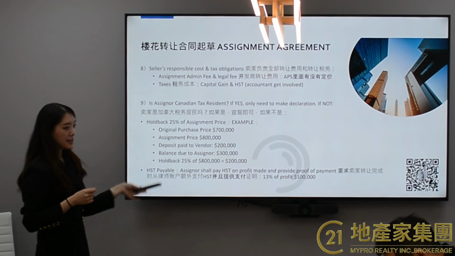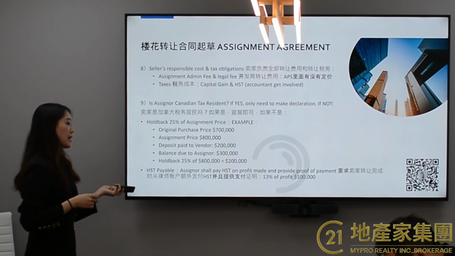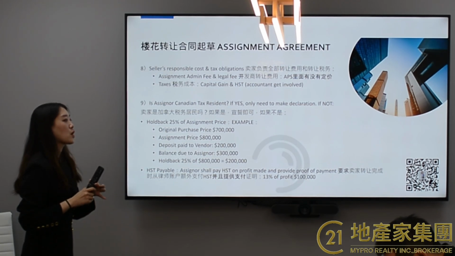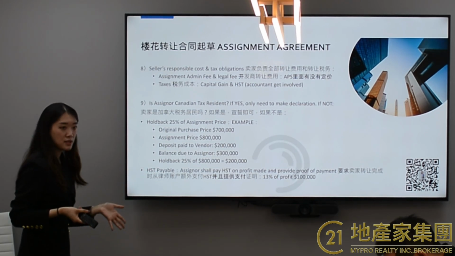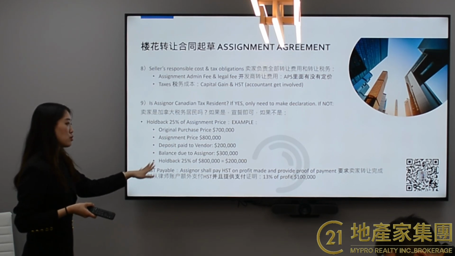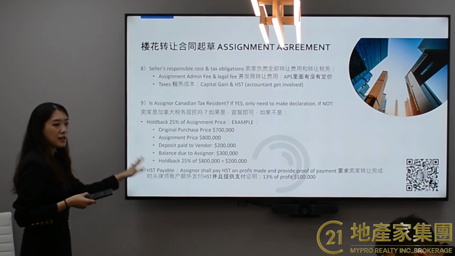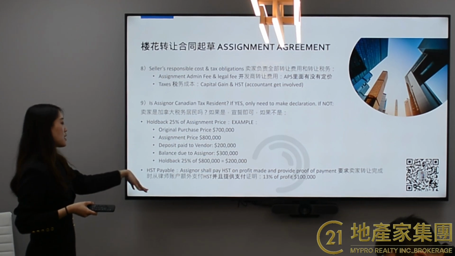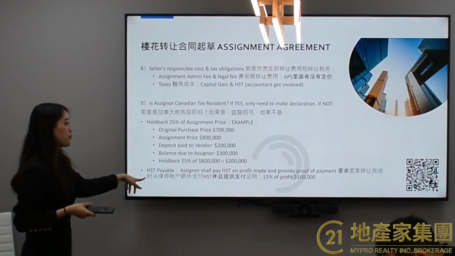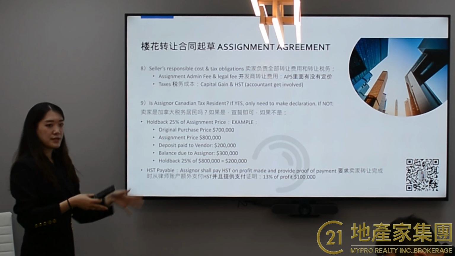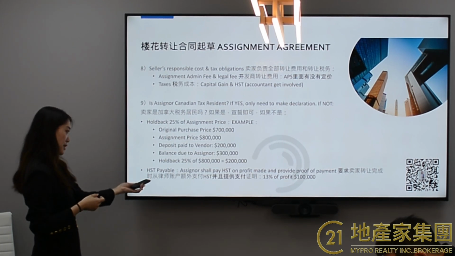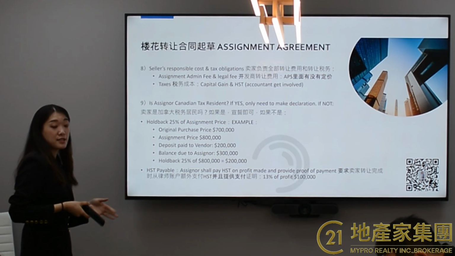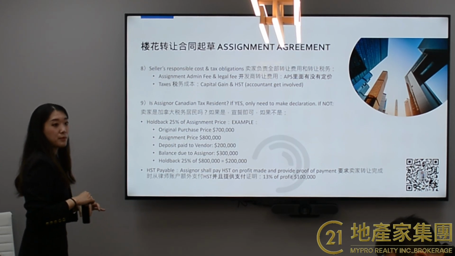Okay, and the second holdback we're going to ask for is the HST holdback. So basically, the HST, that 13%, we're going to ask the lawyer to hold in trust, and this cannot be released to the assignor. It has to be paid directly to the CRA from the lawyer's trust account to ensure this money is still there. The same reason, and this needs to become a clause in the assignment agreement, because if you don't put it in, then the assignor's lawyer may tell you that my client has an obligation to pay, but I'm not holding back.